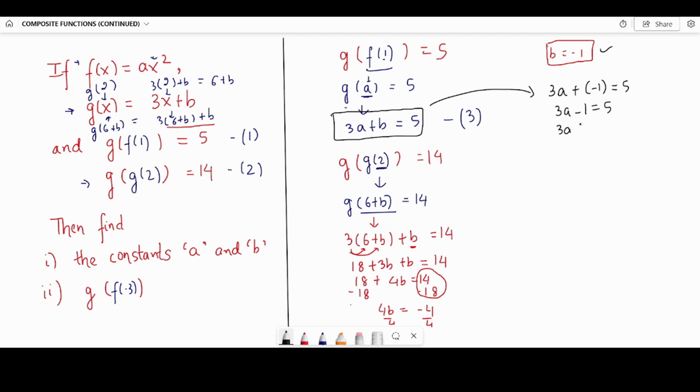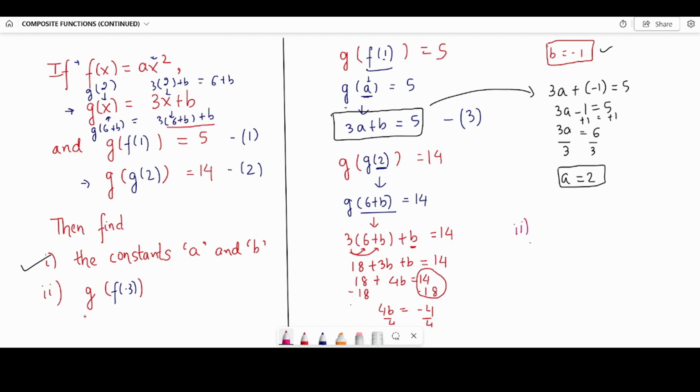Then we will add 1 to both the sides. So we will get 3a equals 6, and when we will divide both sides by 3, we will get a equals 2. So we have also found the value of a now. So a is equal to 2 and b is equal to negative 1. So we have solved part 1 here. Now let's do the second part.